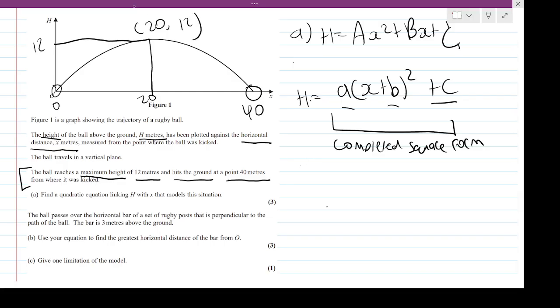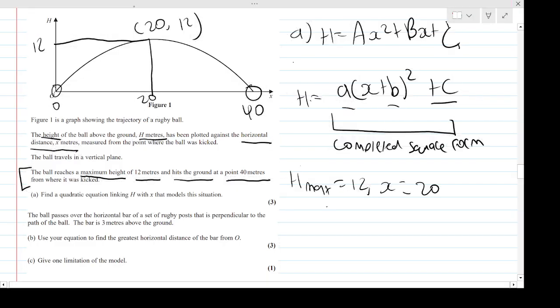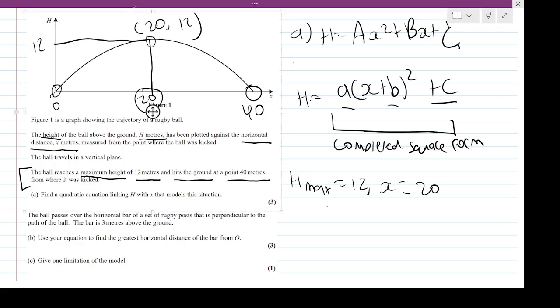So again, we know the maximum height, h max, is 12, and that occurs when x is 20. Oh, sorry, the maximum height is 12 when x is 20. There we are. I hope you see that here. x is 20, h is 12, which gives us this turning point. So that's the maximum.